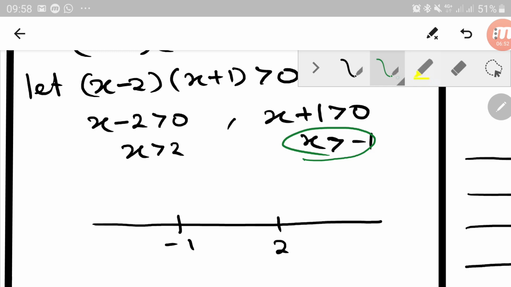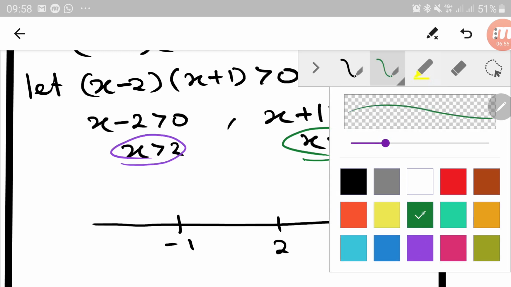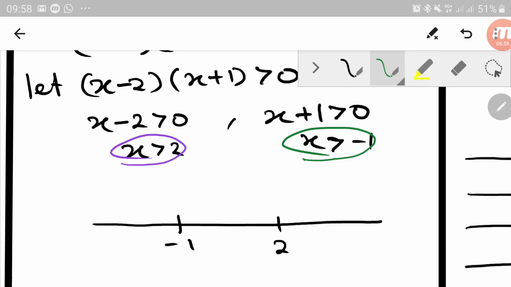Maybe we use green for this and purple for this. Now, x greater than -1. We just put a circle on top of -1, so it's an open circle. Why is it an empty circle? Because there is no equal sign over here.